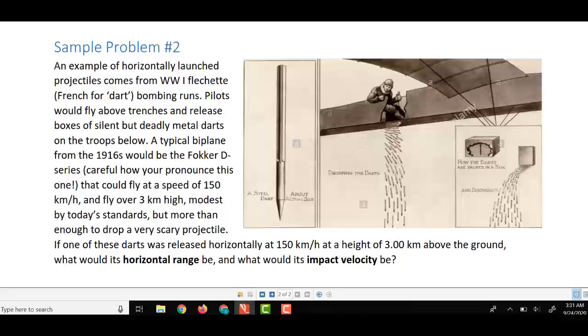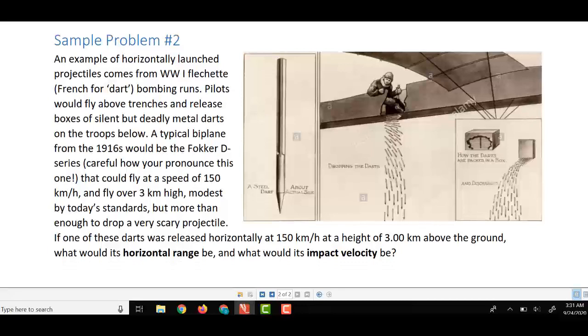So if one of these early biplanes, for example, the Fokker series, again, be careful how you pronounce that, would fly initially around 150 kilometers an hour, maybe a little bit more, and they could get up around 3 kilometers high. If you bomb from that height, how far in advance of the trenches would you have to launch your arrows in order to expect to hit? Obviously, it would have to be before you were over top of them, otherwise you would miss. Then the more disturbing question, how fast would these flechettes come in?